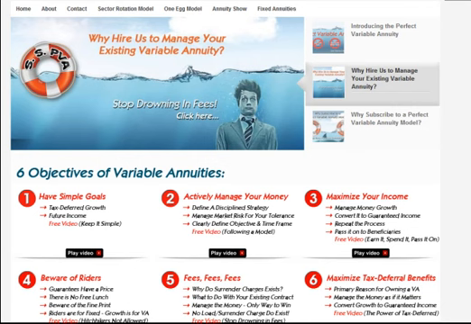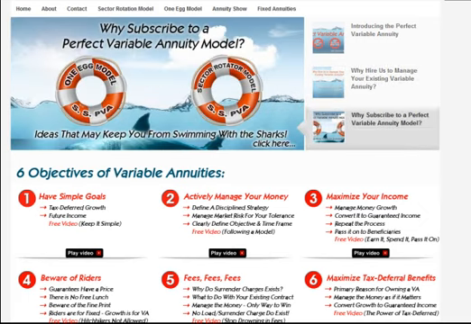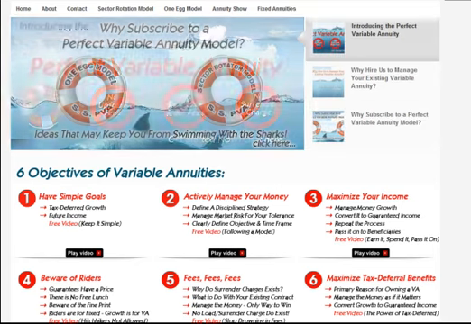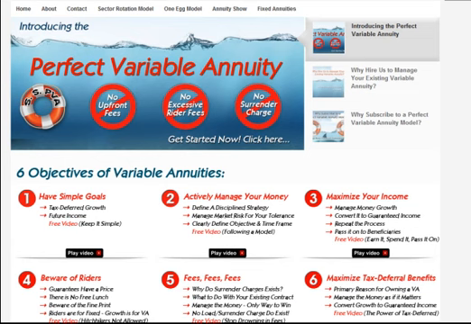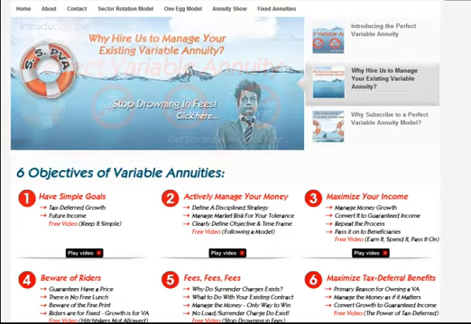And as we always say, this isn't about one specific annuity. This is about building the perfect variable annuity for you. And in part one of our six objectives of a variable annuity, we talked about tax-deferred growth for future income and how to keep it simple. In part two, the second objective is to actively manage your money.